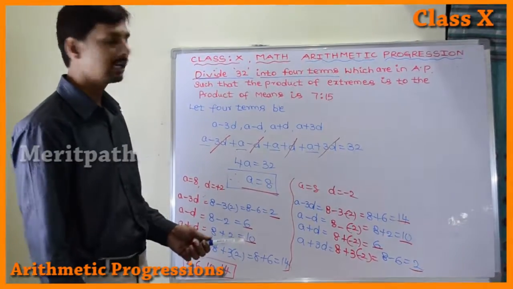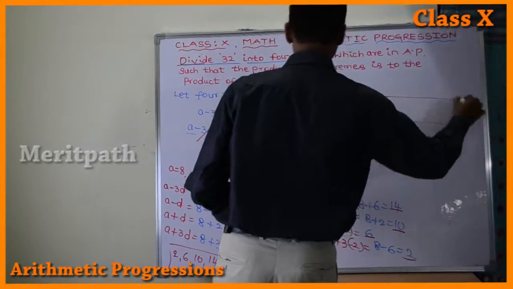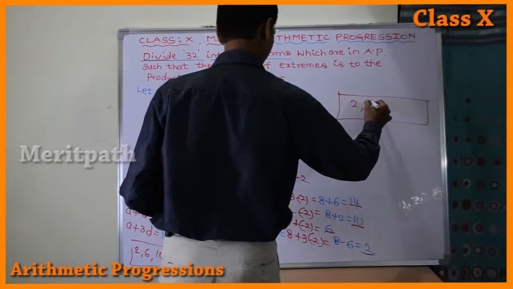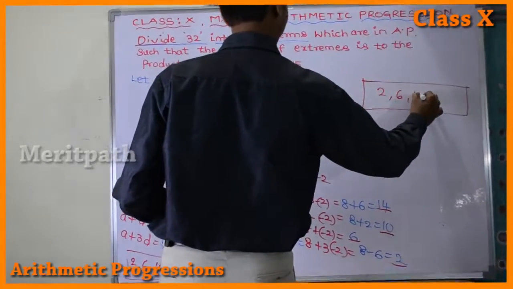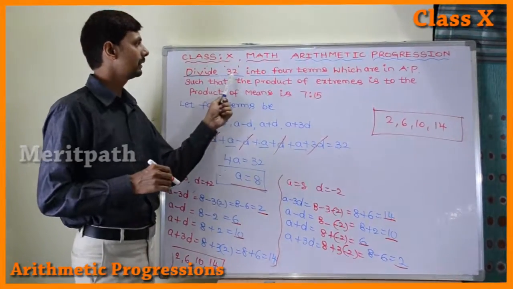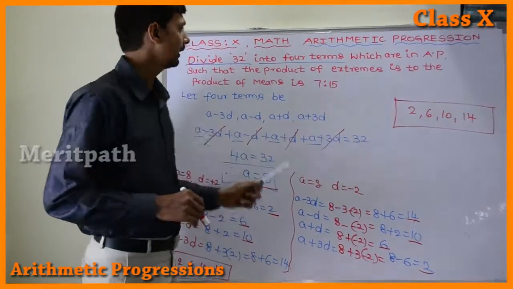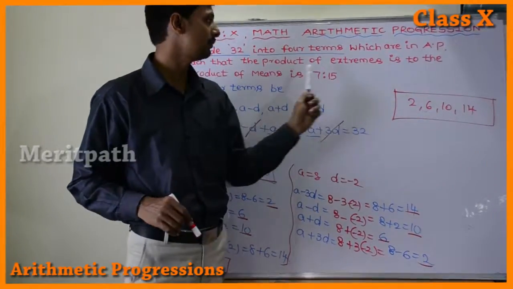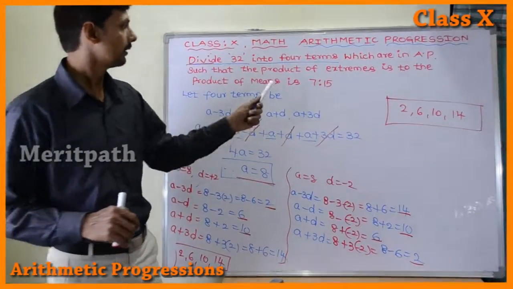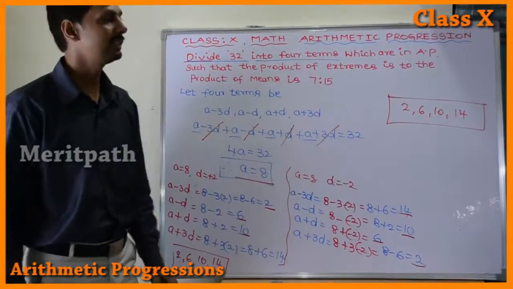So finally we can conclude that the four terms are 2, 6, 10, 14. These are the four terms which, when we divided 32 into four terms in AP, have the product of means and product of extremes in the ratio of 7:15. So the final answer is 2, 6, 10, 14.